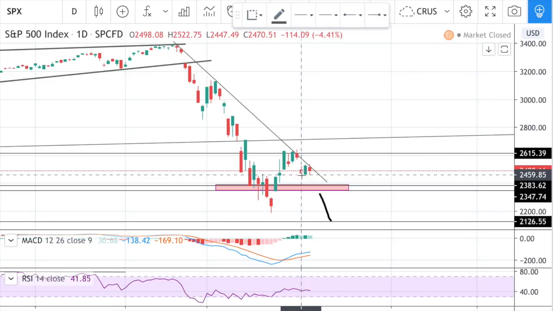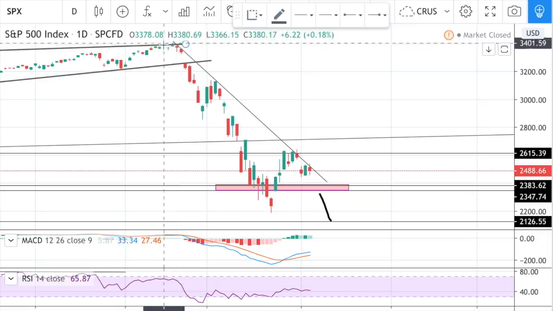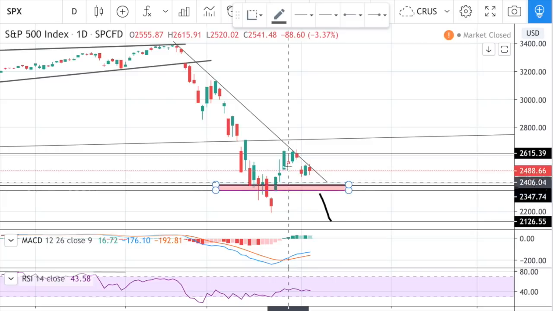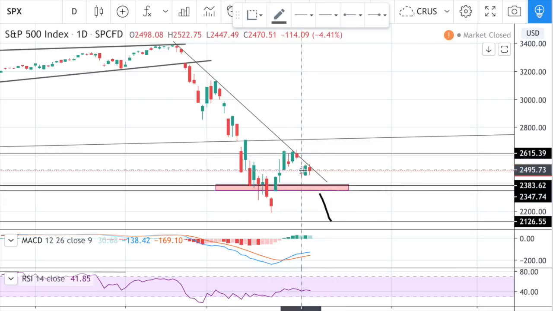We have been extremely successful from the top here. We managed to trade almost the entire move down, but that does not mean that I'm not going to be wrong in the future. So keep that in mind when you're watching any trading related videos. So again, what I suspect will happen in the next few days is as follows.